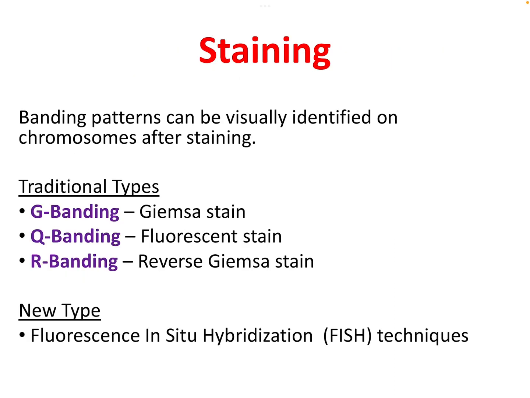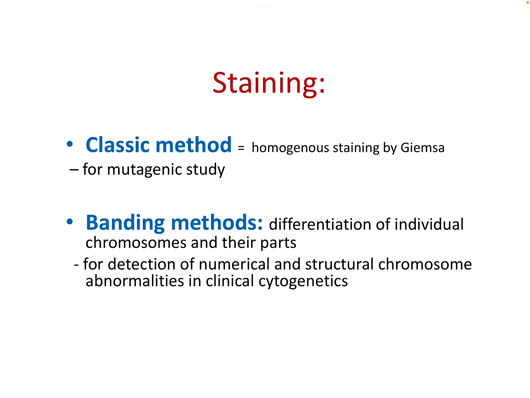So the staining. The banding patterns can be visually identified on chromosomes after staining. These are the traditional types: the G banding for Giemsa stain, the Q banding for fluorescent stain, and the R banding or the reverse Giemsa stain. The new type of staining is fluorescence in situ hybridization, or the FISH technique. In the classic method, we just stain homogeneous chromosomes by Giemsa. We can use this for mutagenic study.